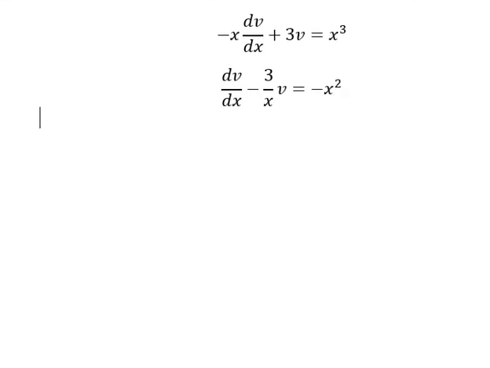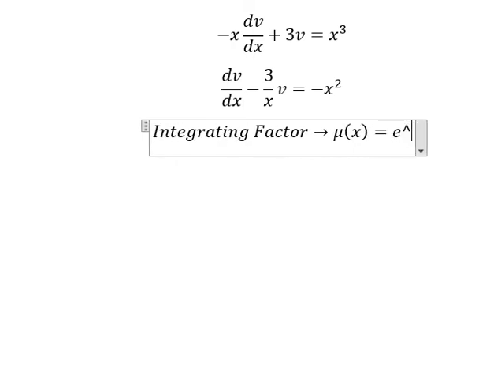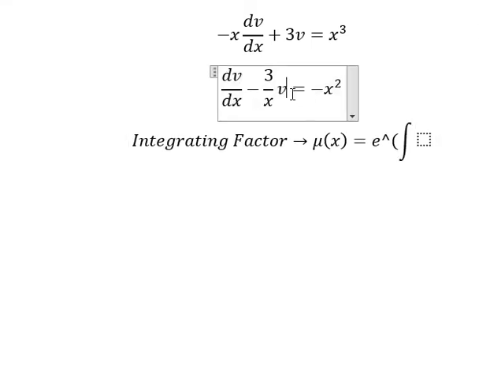Next, we can use the integrating factor. So we need to find mu of x equals e to the power of the integration. We see that we have v, and next to v is negative 3 over x. This is for the integrating factor. We need to include the negative sign in here.